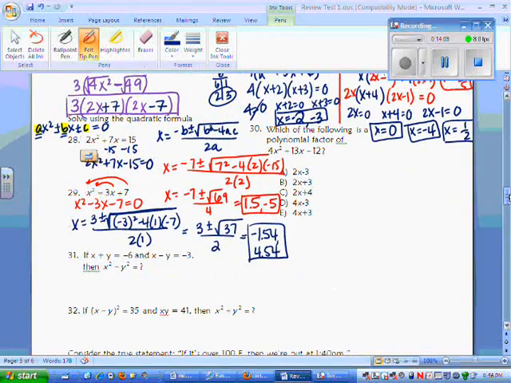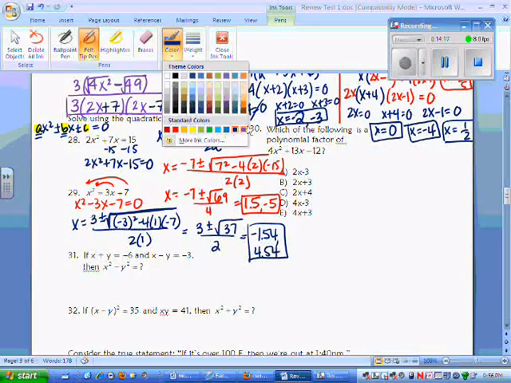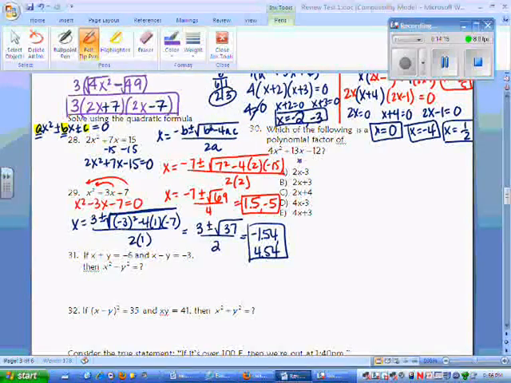Let's move over to number 30. Which of the following is a polynomial factor of 4x squared plus 13x minus 12? For this problem, we are going to go ahead and factor it. So I'm going to factor it the long way. 4x squared plus 13x minus 12.